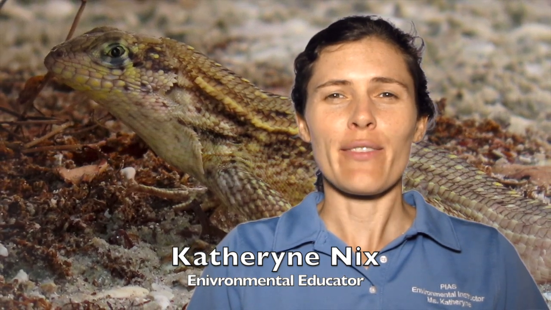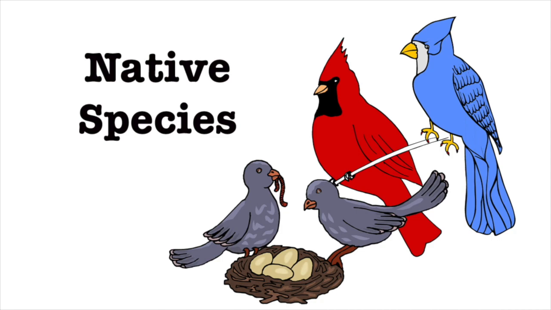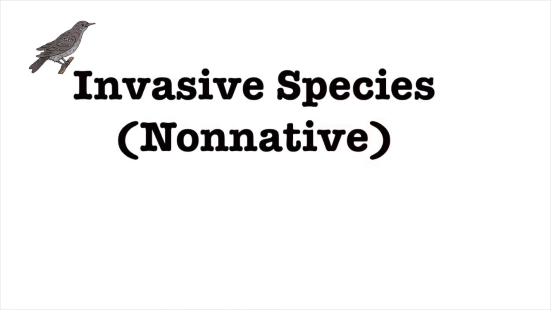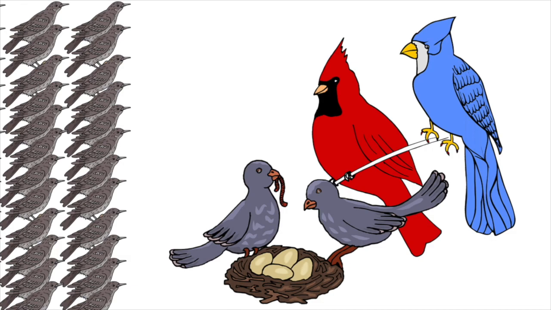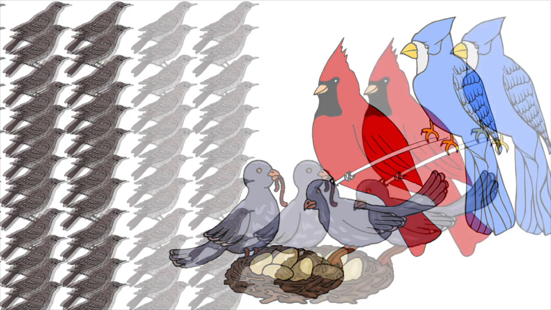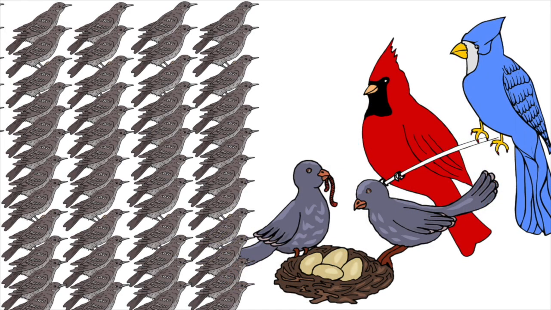Today I will be discussing invasive species and their impact on the environment. An invasive species is a non-native species that causes harm to a new environment where it is not native. Invasive species often outcompete native species for resources like food or shelter. Without any natural predators to keep them in check, they can quickly spread and take over an area.